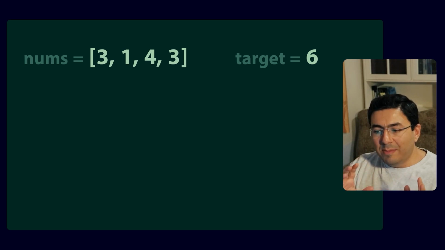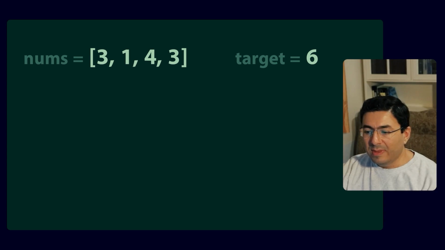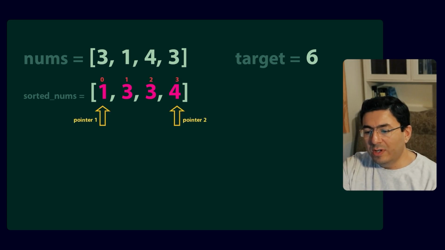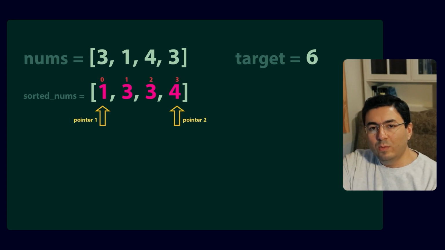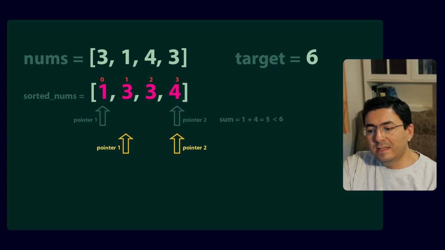So let's take a look at an example to understand this better. Suppose we have the input array nums as 3, 1, 4, and 3, and the target sum as 6. We sort the array to get 1, 3, 3, and 4, and start with the left pointer at index 0, which holds the value 1, and the right pointer at index 3, which holds the value 4. The current sum is 1 plus 4 equals 5, which is not equal to the target sum. So we need to adjust our pointers to get closer to the target sum. In this case, since the sum is smaller than the target, we can move the left pointer to the right to get a larger number.